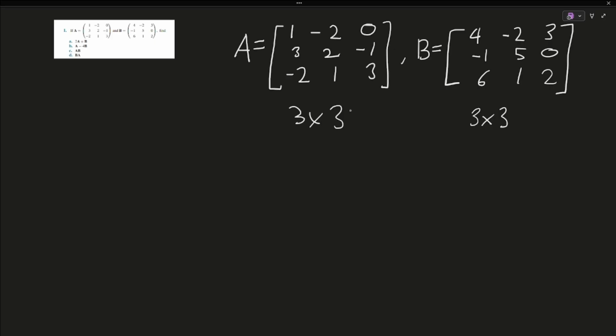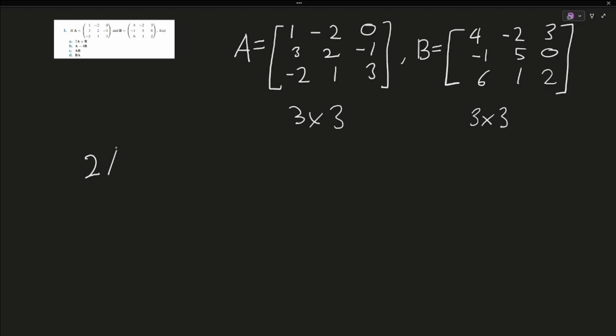So we are able to make a multiplication because the column number of A and the row number of B are the same. And the resultant matrix will be a 3 by 3 matrix from the number of rows of A and the number of columns of B. So when you have any A times B or B times A multiplication, our resultant matrix will be a 3 by 3 matrix. Now that we have this information, let's go ahead and do these operations.